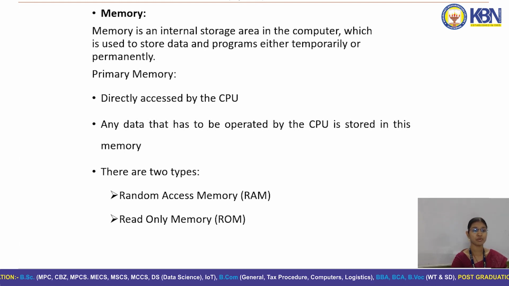What is primary memory? It is directly accessed by the CPU. Any data that has to be operated on by the CPU is stored in the memory. Now coming to primary memory, there are two types. One is random access memory, the second one is read-only memory.